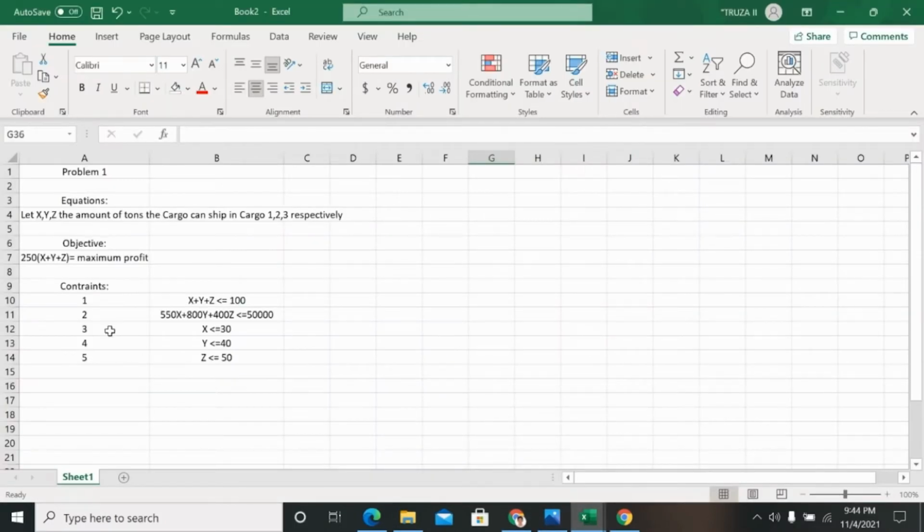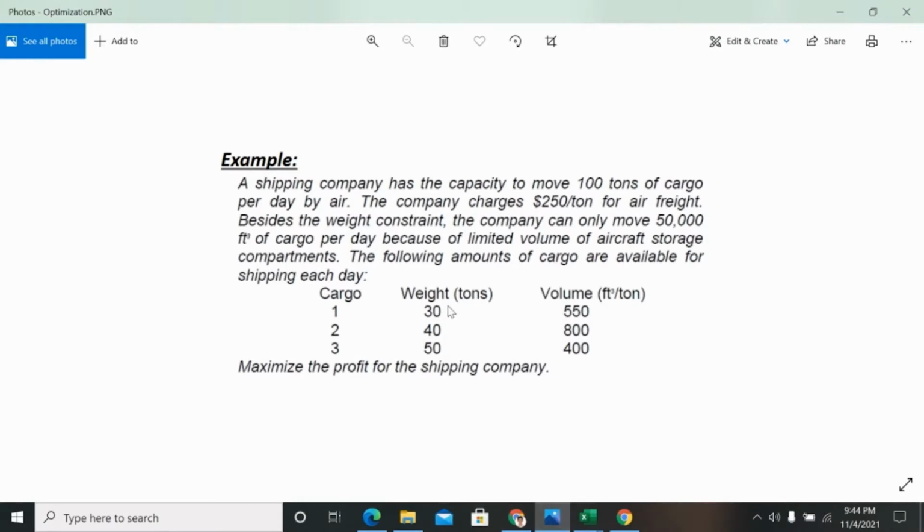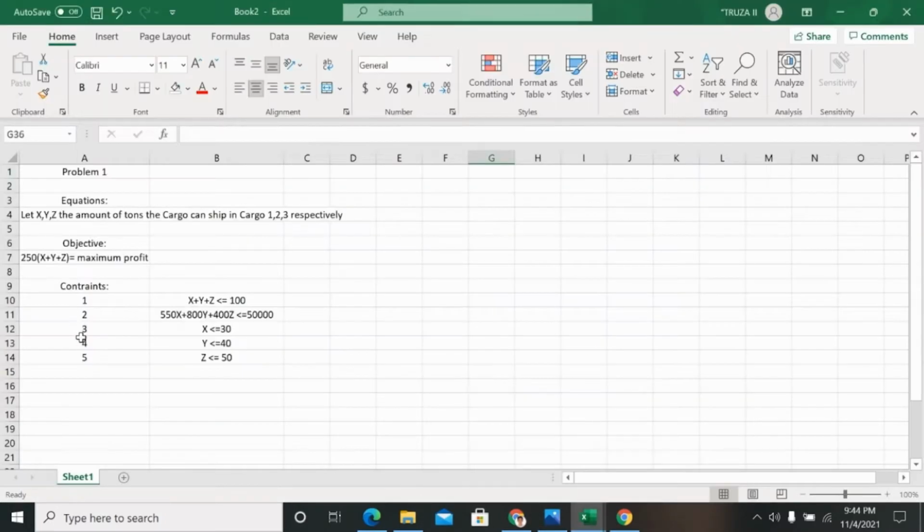Constraint 3 is x should be less than or equal to 30, because the maximum weight in tons of cargo 1, 2, and 3 is 30, 40, and 50. That's why y should be less than or equal to 40, and z should be less than or equal to 50.